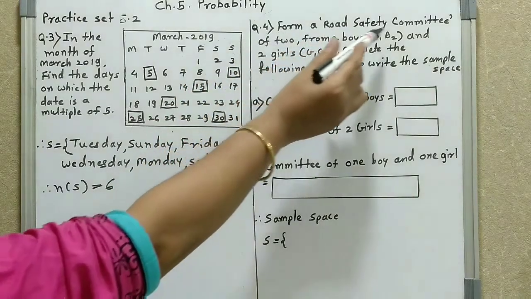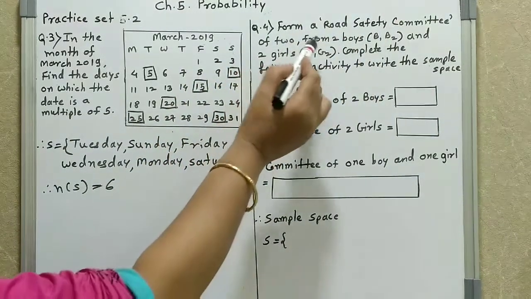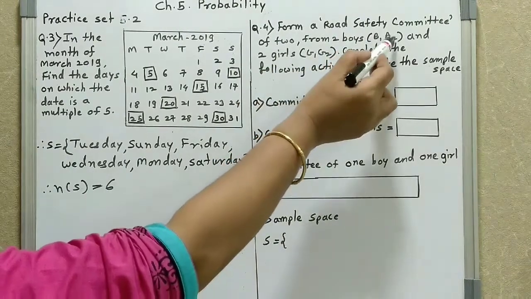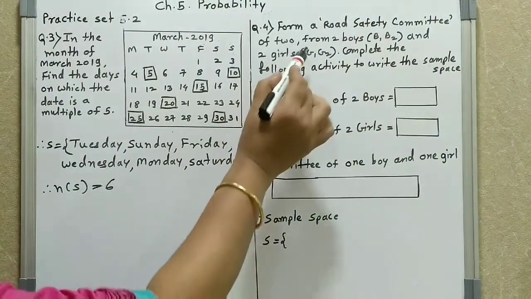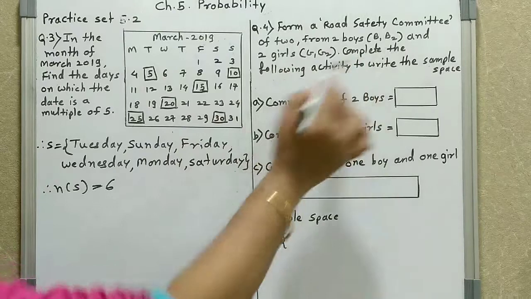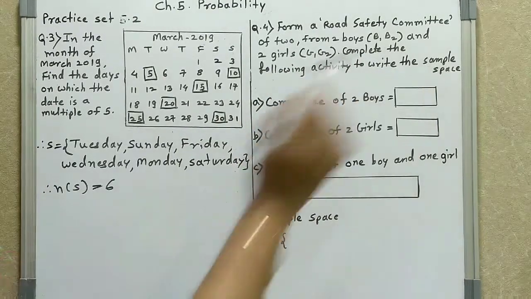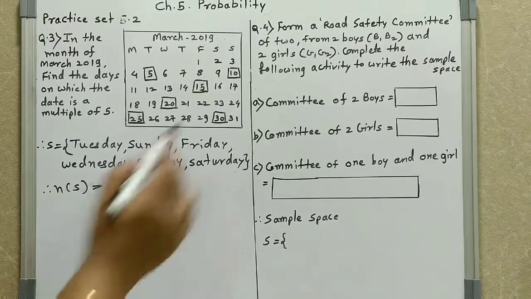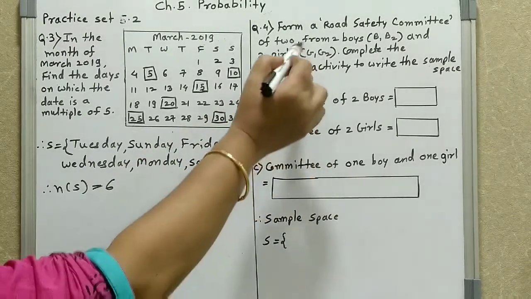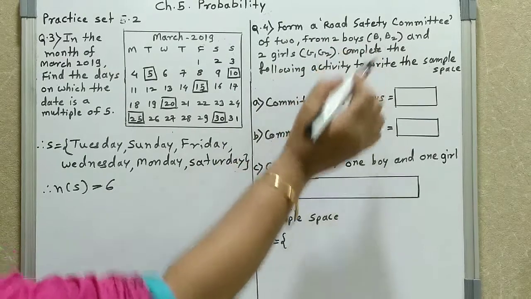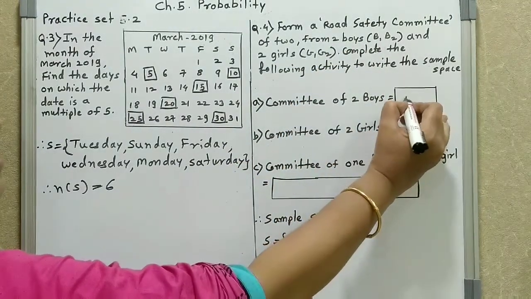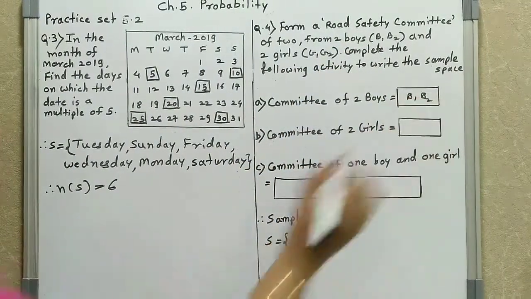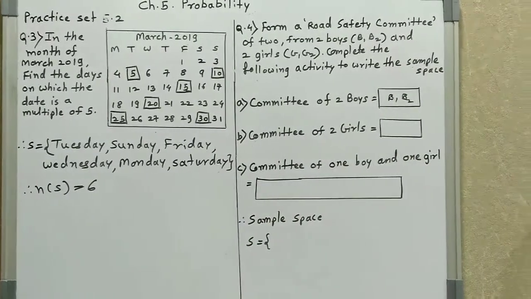Form a road safety committee of 2 from 2 boys, that is B1, B2, and 2 girls, G1, G2. Complete the following activity to write the sample space. This is an activity based question. So we write first the committee of 2 boys. What is the committee of 2 boys? That is B1 and B2. So we write here B1, B2. This is the committee of boys.